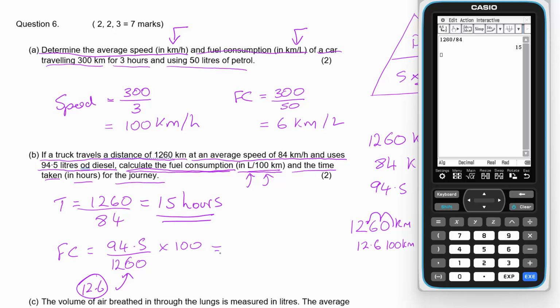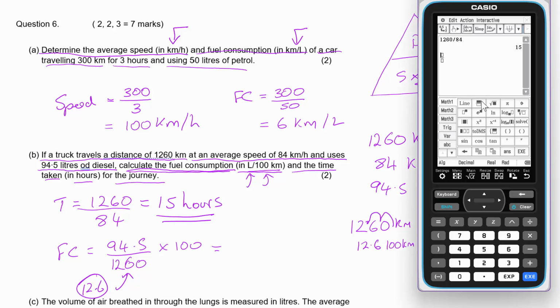So let's do that calculation. So that is going to be 94.5 divided by 1260 times 100, and that is 7.5 litres per 100 kilometers.